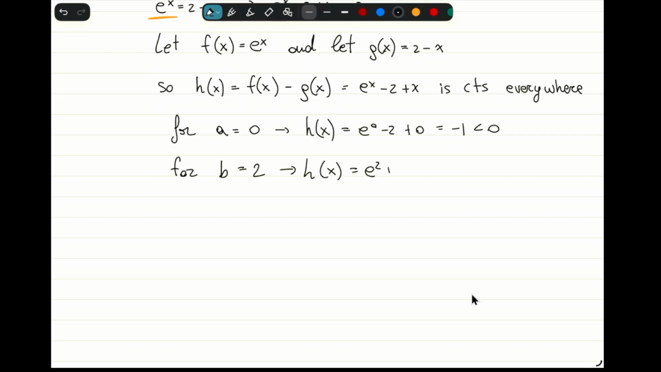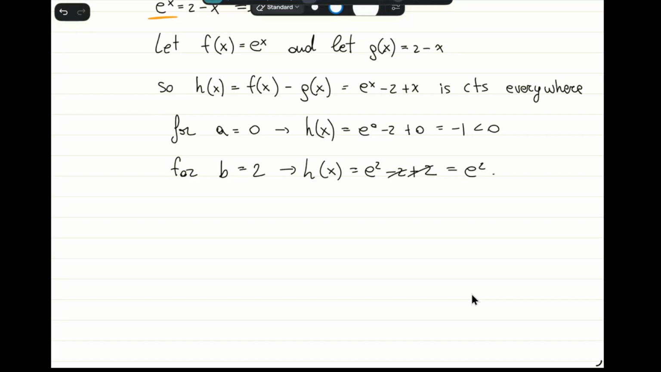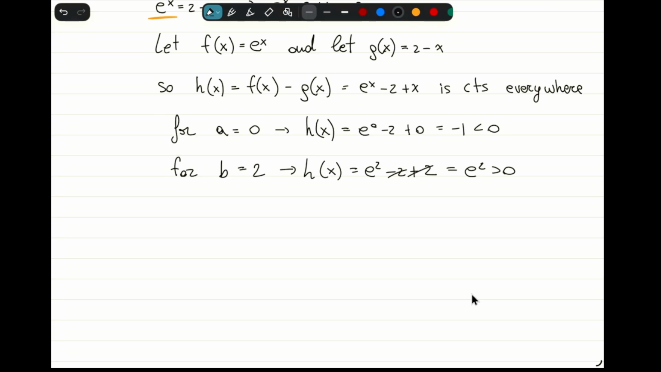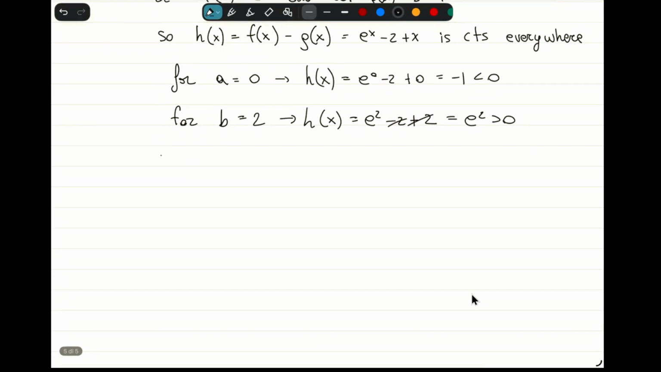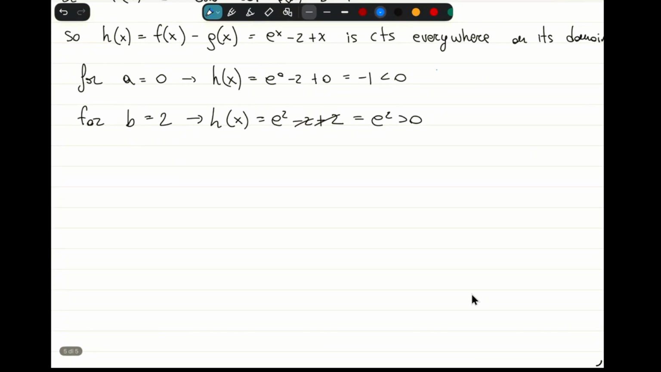So we'll have e squared minus 2 plus 0, which equals whatever, but I'll tell you it's greater than 0. Sorry, actually this would be 2. These two get cancelled out, so this will be e squared, which is greater than 0. So now we'll call this f of a, which is smaller than 0. And we have our f of b, which is greater than 0.